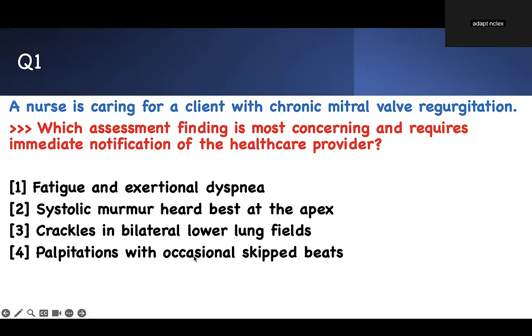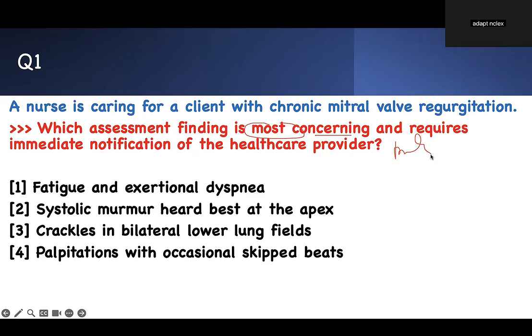This is the first question. It's based on valvular heart disease, right? But don't worry, there will be a bunch of words in it. The first one is very important: you have to understand the question. Which assessment finding is most concerning and requires immediate notification to the healthcare provider? That means something bad. So this is prioritization 101.